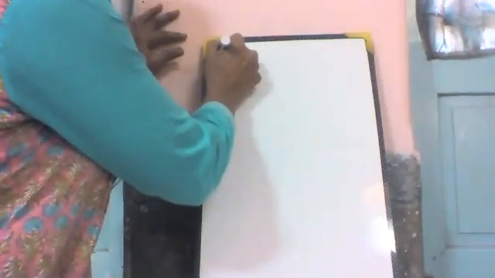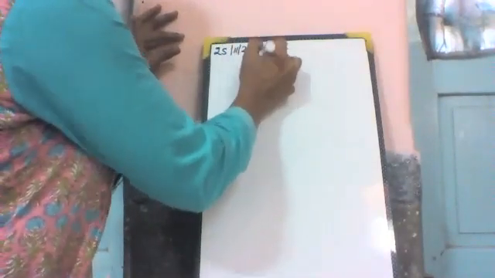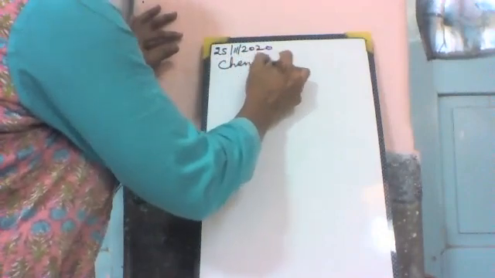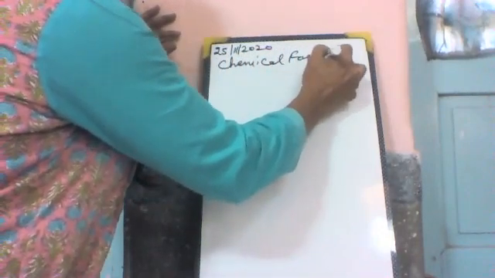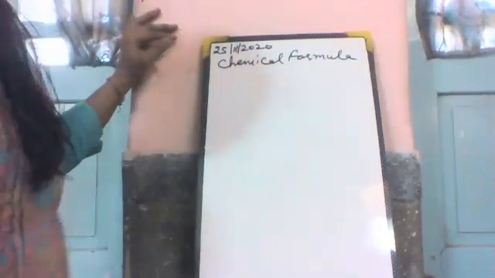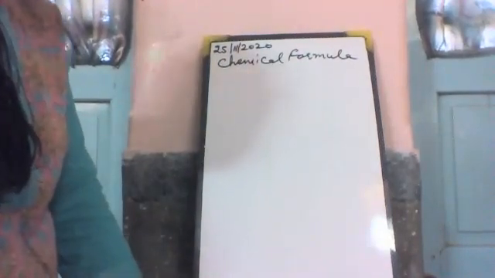Now, today's topic is chemical formula. How to create a chemical formula. What are the rules to form a chemical formula? We are having two types of radicals, and from these two types of radicals and their valency, we can form a formula. Chemical formula is the symbolic representation of a molecule of a compound.